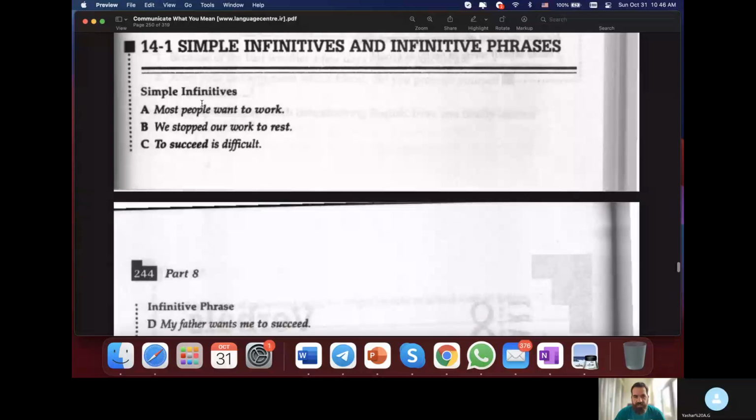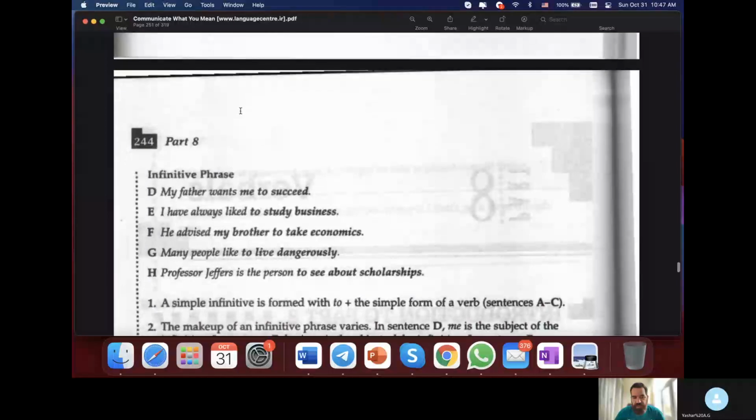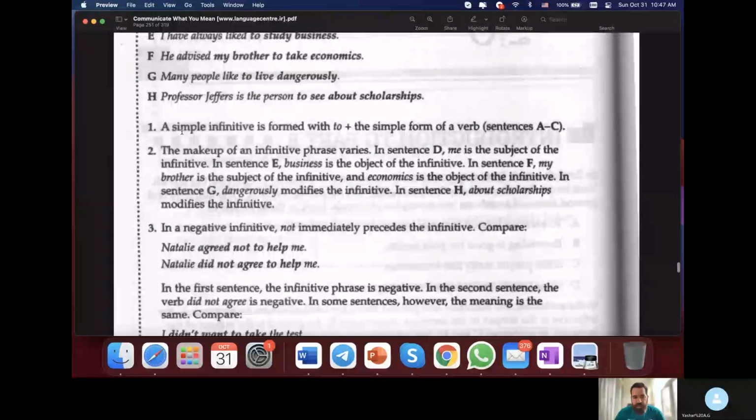Now, simple infinitives. Most people want to work. Because of want, we use to work. We stopped our work to rest. To succeed is difficult, and so on. A simple infinitive is formed with to plus the simple form of the verb.